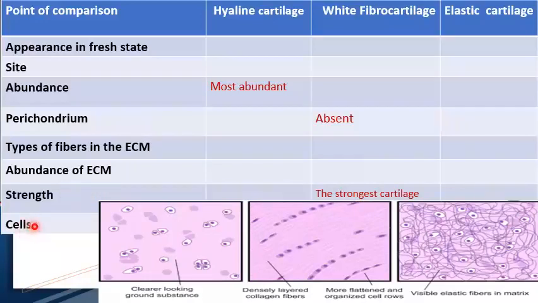The cells in different types of cartilage: the hyaline cartilage contains both types of cells, the chondroblasts in the perichondrium and chondrocytes in the matrix. The white fibrocartilage contains only chondrocytes. It does not contain chondroblasts, as it lacks perichondrium. The elastic cartilage also contains two types of cells, chondroblasts and chondrocytes.